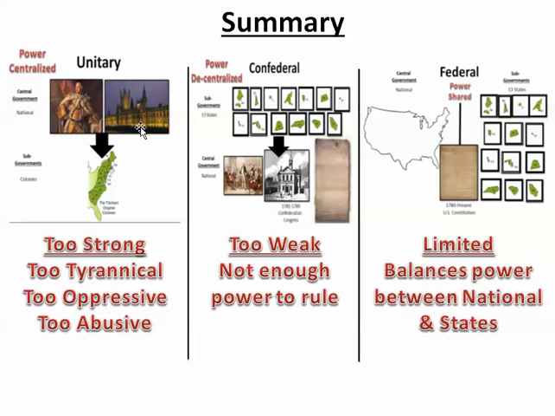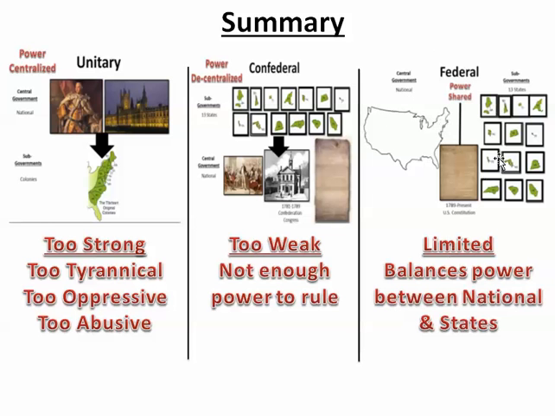The unitary government was viewed as too strong, too tyrannical, too oppressive, too abusive. So we declare independence from this, and then we intentionally create a government that is too weak, does not have power enough to rule over us, the people. The Articles of Confederation's weaknesses, and Shays Rebellion is going to reveal it is too weak. So then we're going to want to search for a government that is stronger than this one.